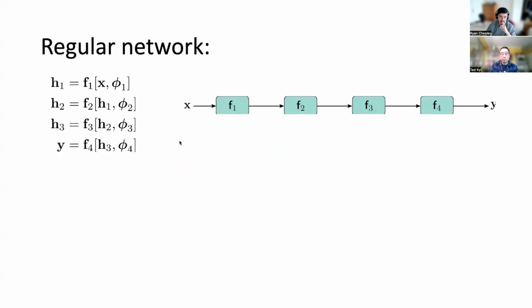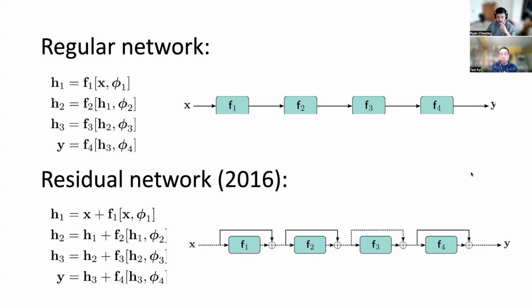And so the trick that people figured out, this is what a regular network looks like. So we just say X is going into F1, and then that's going into F2, and then F3, and then F4.